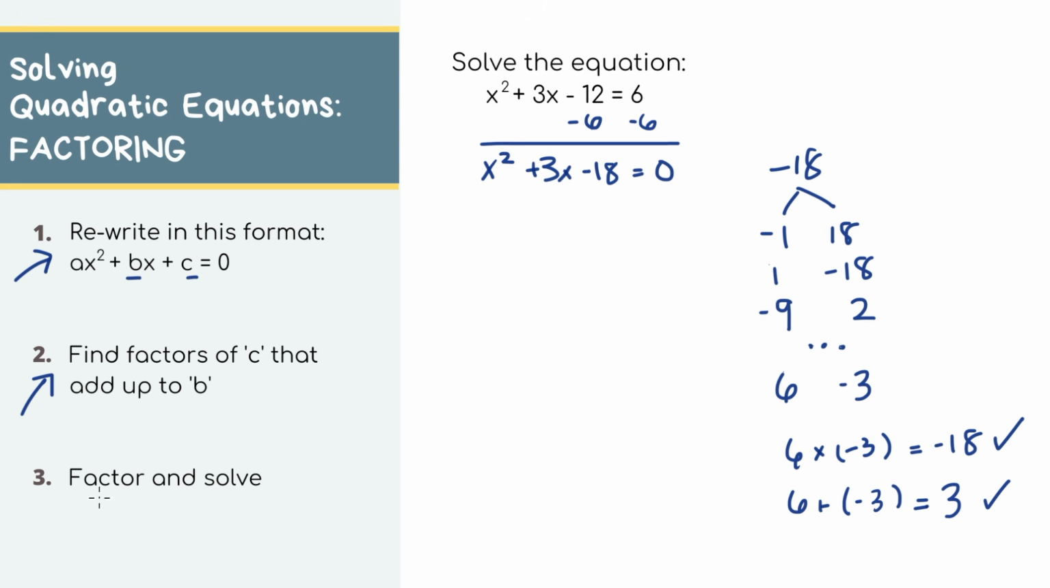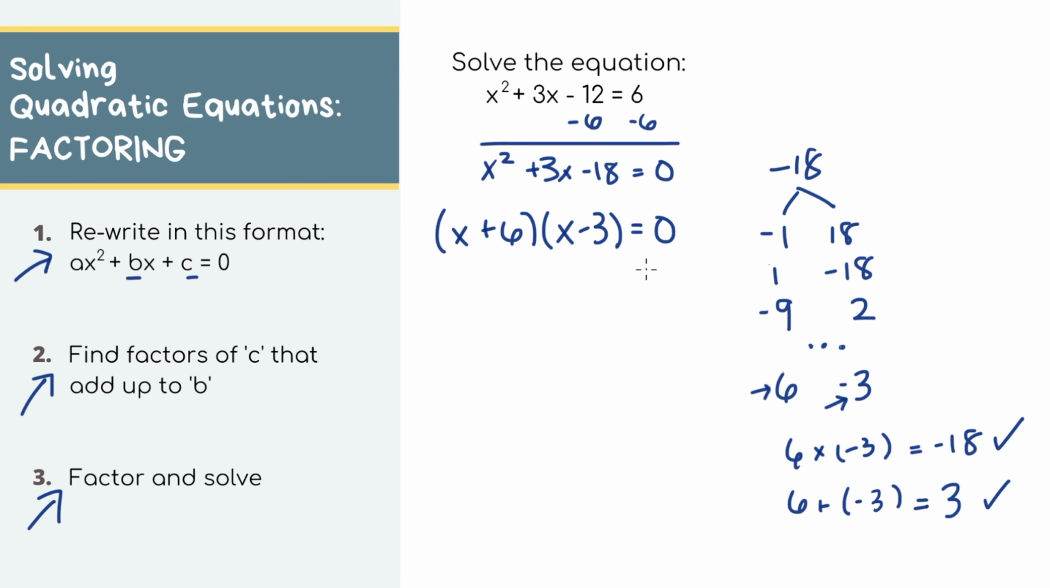For our final step, we can write our factored equation, which is x plus 6 times x minus 3 equals 0. This is the same as our original equation, but now just in factored form. You can actually look at this as just two values being multiplied together. And remember how anything times 0 equals 0?